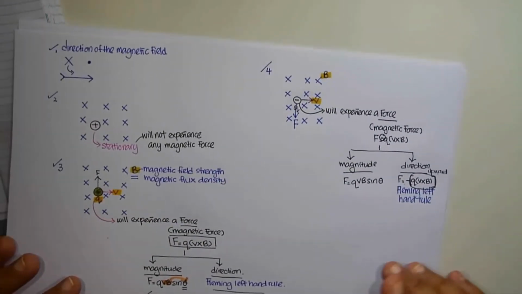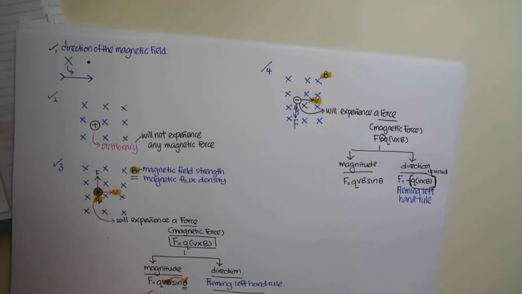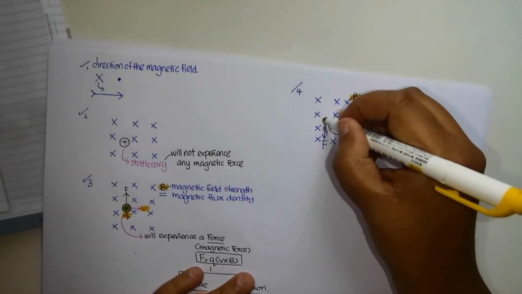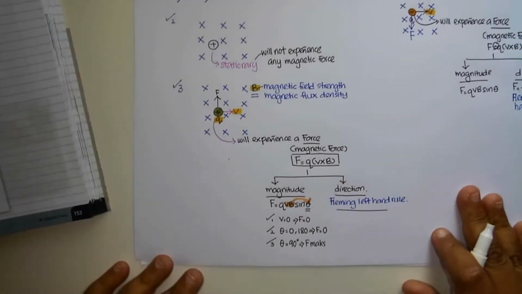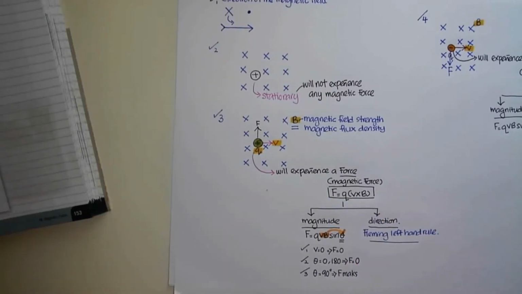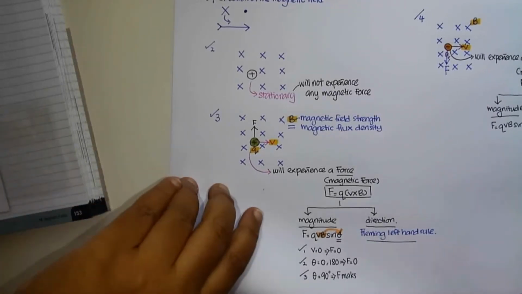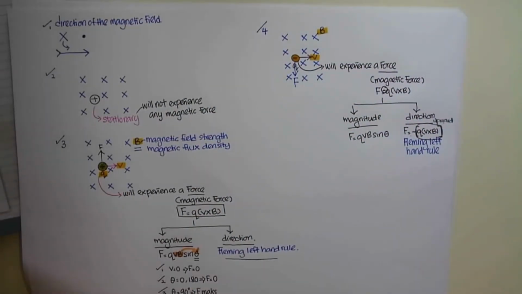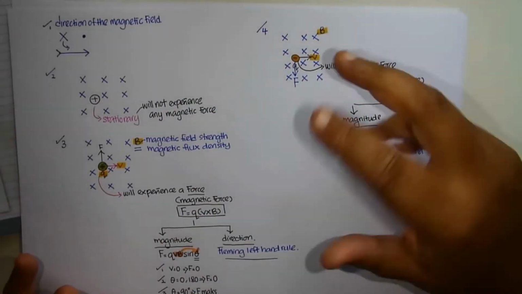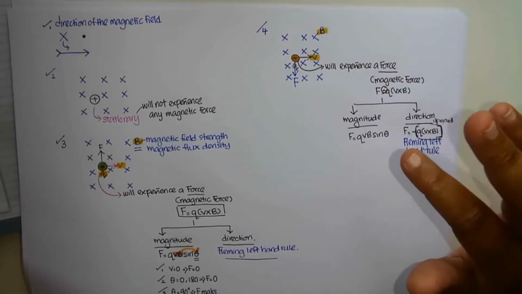So that is the difference between a negative charge in the magnetic field and a positive charge in the magnetic field. So when you use the Fleming left-hand rule, the direction will change because of its negative charge. You just reverse.